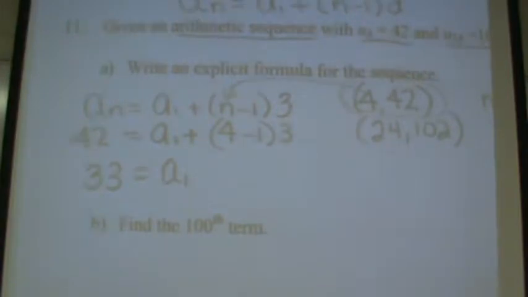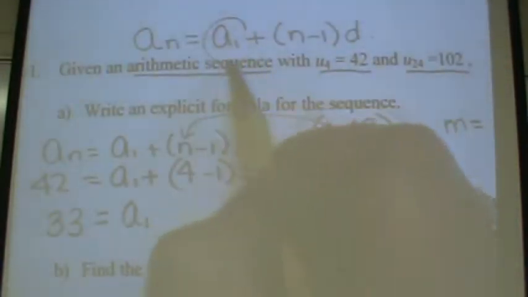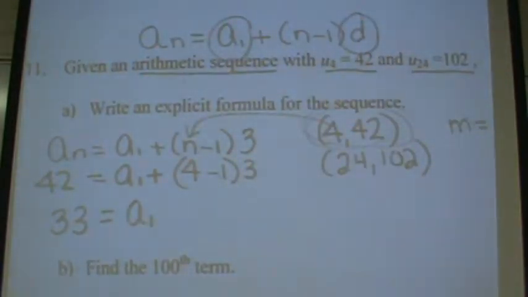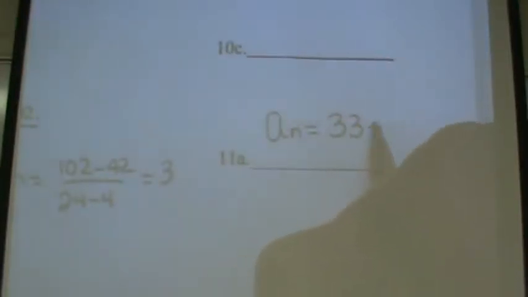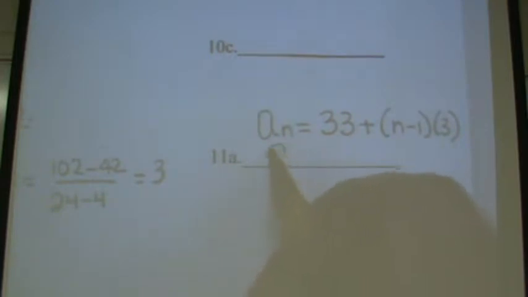So now that you have your first term, you need these 2 things right here for the formula. Your equation is going to be U or A. Sometimes books use A, sometimes they use U, it doesn't matter. The first term is 33, and then n minus 1 times 3. On your test, because it's multiple choice, this is a good answer, but you could distribute the 3 and simplify it to 3n plus 30.